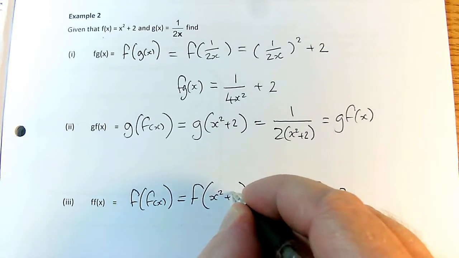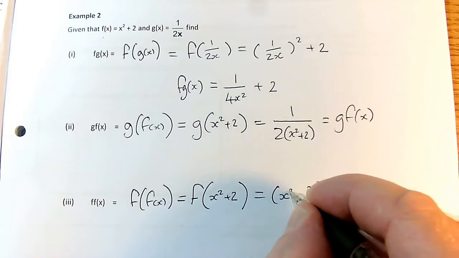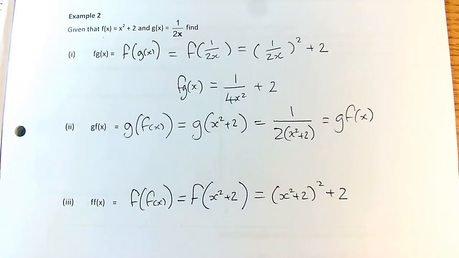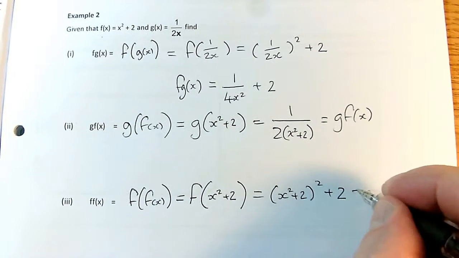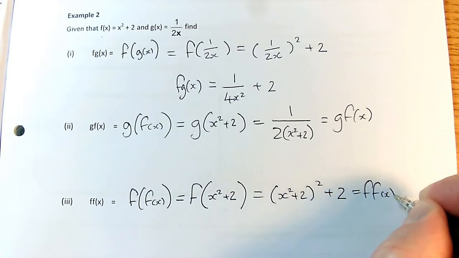Put x squared plus 2 in this bracket, and so I need to put x squared plus 2 in this bracket. You can square this out and simplify if you like, but this is what f of x is. How easy do you want?